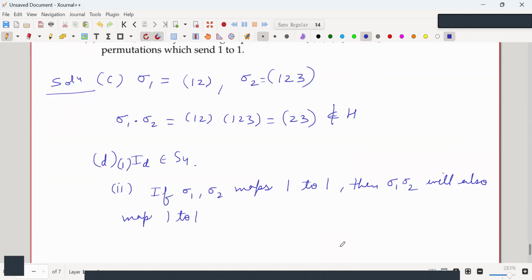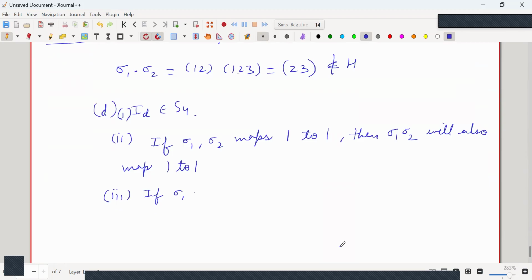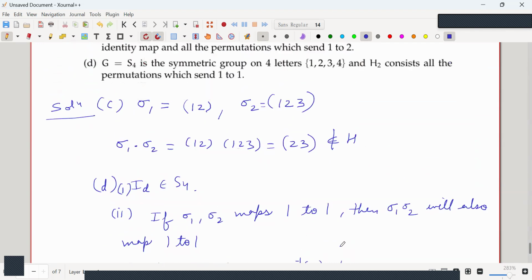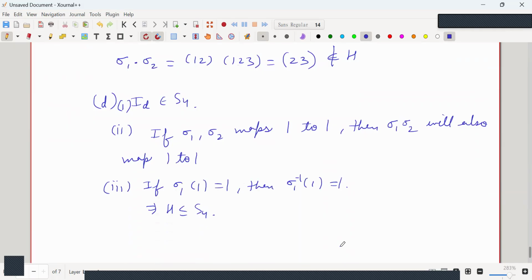So during their composition also, this thing will be preserved. And similarly, if sigma 1 maps 1 to itself, or instead of writing like that, I will just write sigma 1 of 1 is 1, then sigma 1 inverse of 1 is also 1, and thus we are done, right? So this implies H2 is a subgroup of S4. Here it is H2.